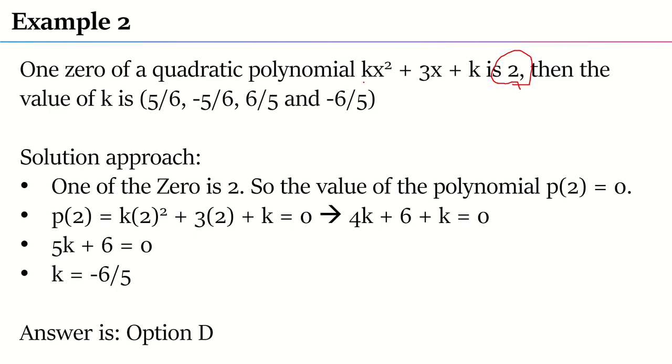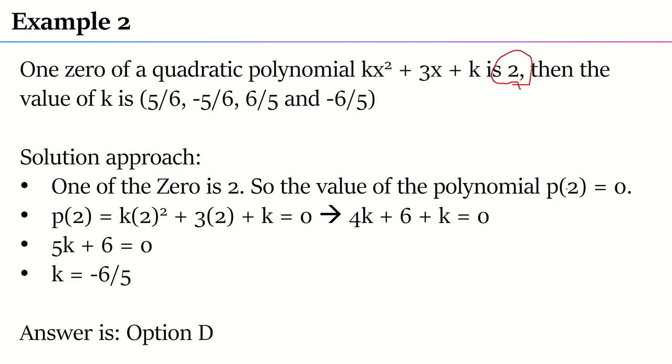So the quadratic polynomial is kx square plus 3x plus k, and you need to find the value of k. And 4 options have been given. So the solution approach will be, they have given that 2 is a zero of the polynomial, which means when I substitute this 2 in this polynomial, the value will be 0.